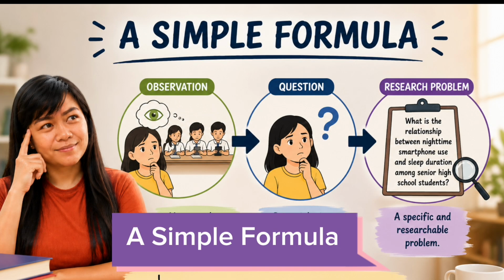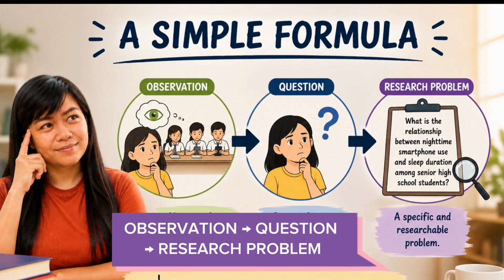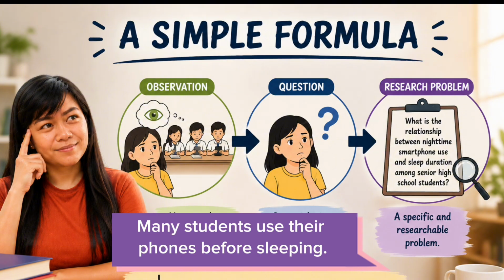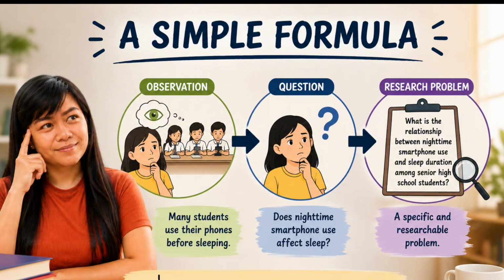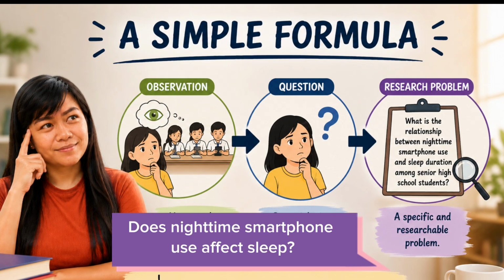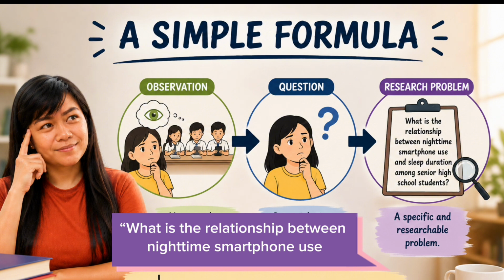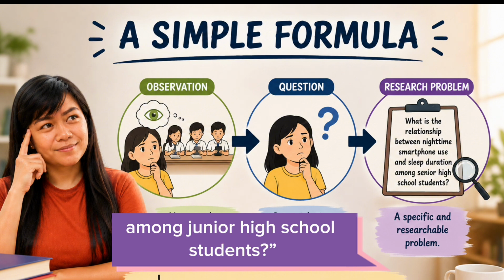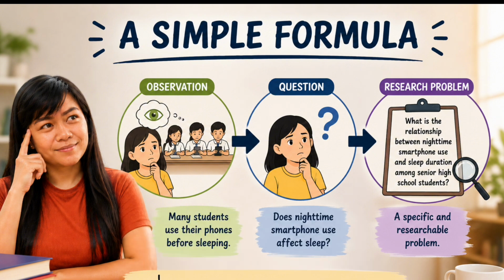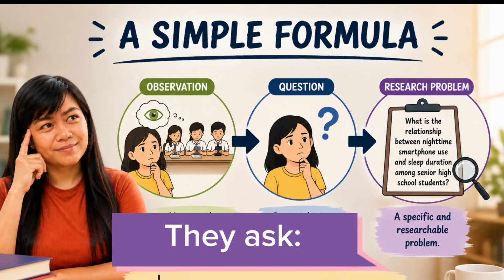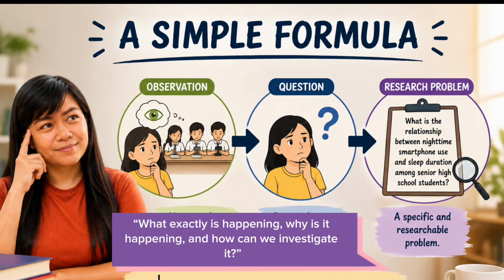A simple formula. Here's an easy formula to remember. Observation, question, research problem. For example, observation: many students use their phones before sleeping. Question: does nighttime smartphone use affect sleep? Research problem: what is the relationship between nighttime smartphone use and sleep duration among junior high school students? That's how researchers think. They don't simply say, may problema. They ask, what exactly is happening? Why is it happening? And how can we investigate it?